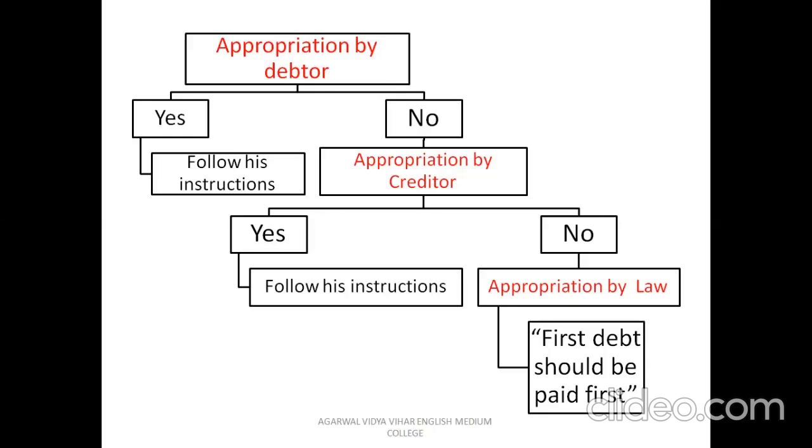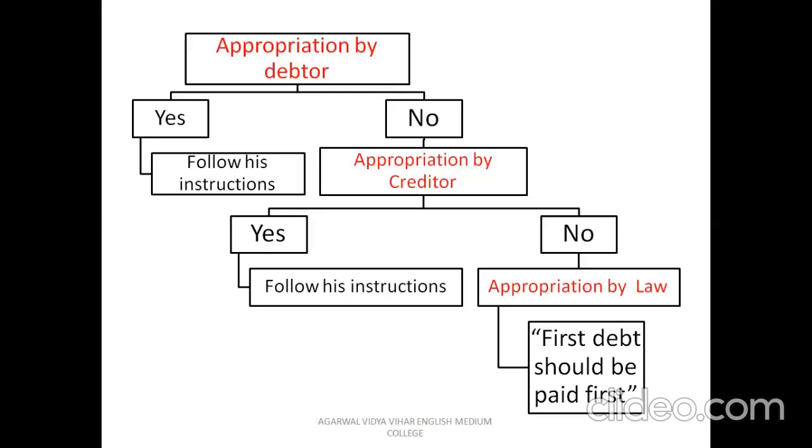So if you remember this chart, you can easily remember the authority to appropriate the payment. The first right to appropriate the payment is in the hand of the debtor. If the debtor has not appropriated, then this right goes to the creditor. If again no appropriation is done by the creditor, then ultimately the appropriation should be done according to the rules and regulations. So this is the meaning of appropriation of payment. Again, I am repeating why this situation arises, why there is a need to appropriate the payment. So three conditions must be satisfied.